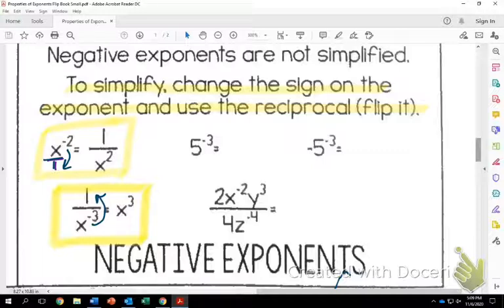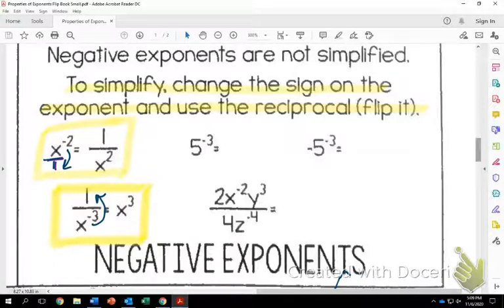So let's apply this to some practical examples. If we look over on the right-hand side, we have 5 to the -3rd power, 5 to the negative third. This is not okay to have a negative exponent, so we need to flip it so that it will turn positive.